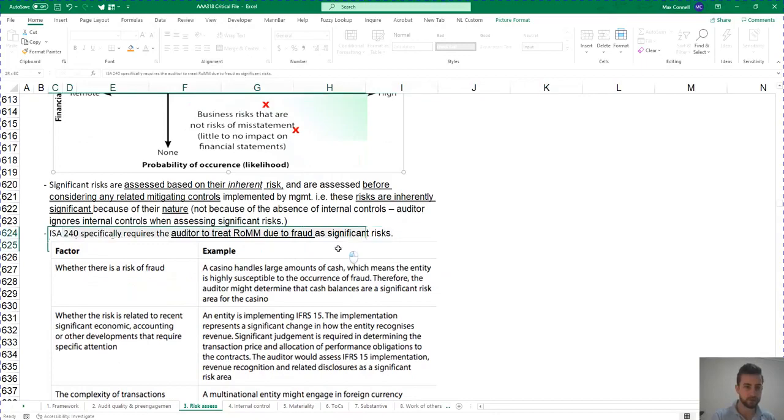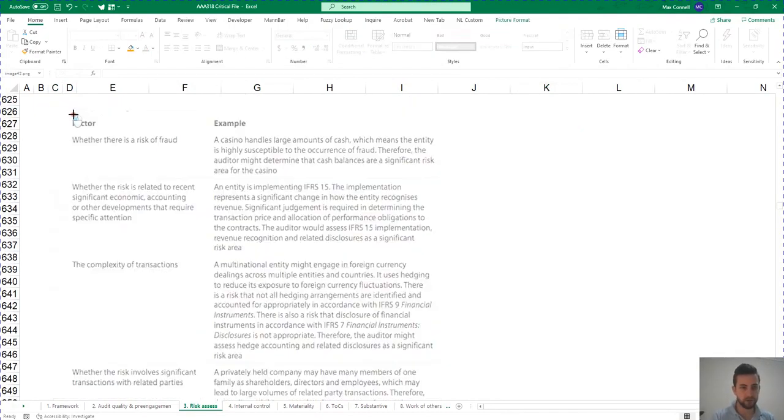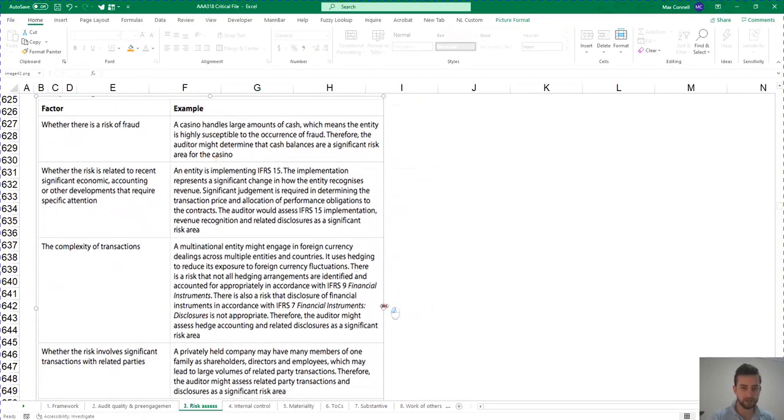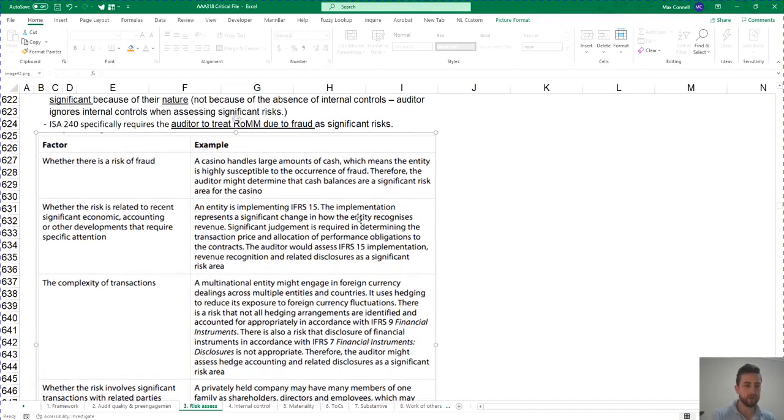So ISA 240 specifically requires the auditor to treat ROM due to fraud as significant risks. So the factors to be considered is whether there is a risk of fraud, e.g. a casino handles a large amount of cash, which means the entity is highly susceptible to the occurrence of fraud. Therefore, the auditor might determine the cash balance as a significant risk area for the casino. Whether the risk is related to recent significant economic, accounting, or other developments that require specific attention. For example, the entity might be implementing the new IFRS standard, IFRS 15. The implementation represents a significant change in how the entity recognizes revenue. Significant judgment is required, therefore this would be a significant risk.